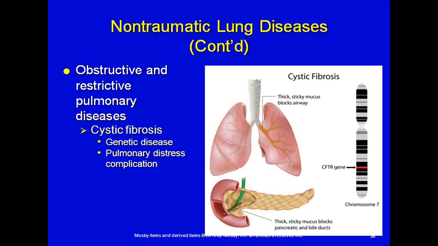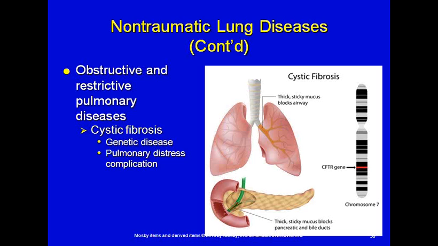Cystic fibrosis is another obstructive or restrictive pulmonary disease. It does lead to pulmonary distress complications. With cystic fibrosis, you get a thick, sticky mucus in the bronchioles, but you also get a thick, sticky mucus that blocks the pancreatic and bile ducts. So the ability to secrete bile and pancreatic juice to help with the digestion of amino acids, fats, those sorts of things, is hampered in people with cystic fibrosis.